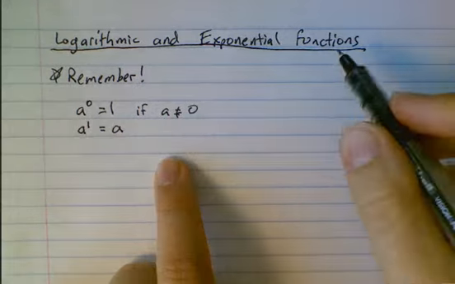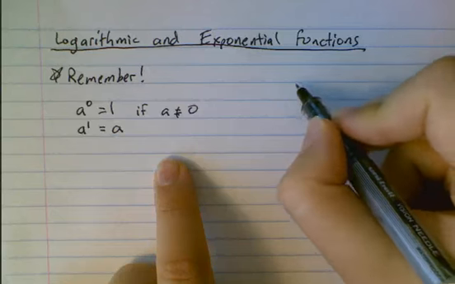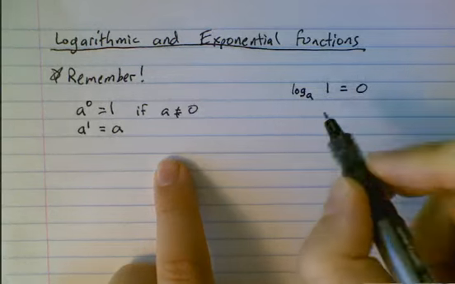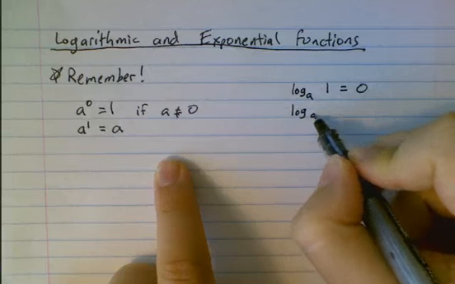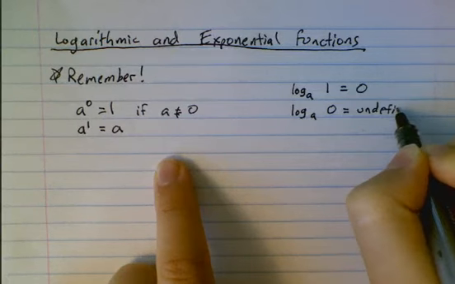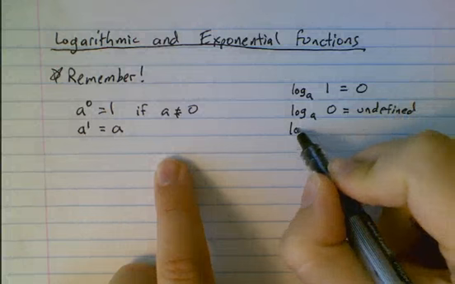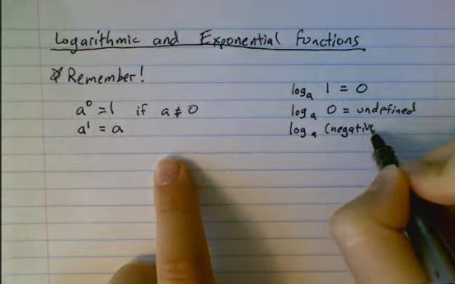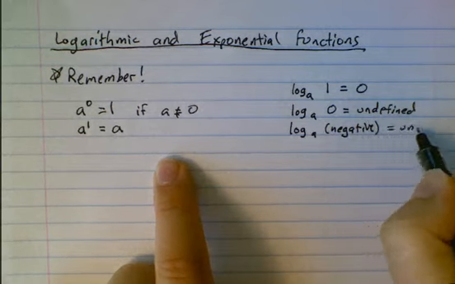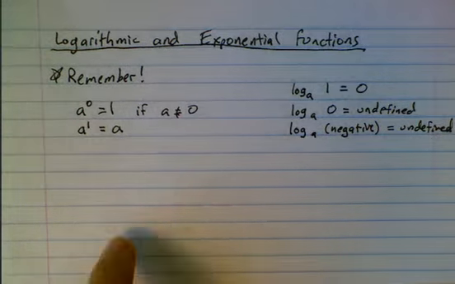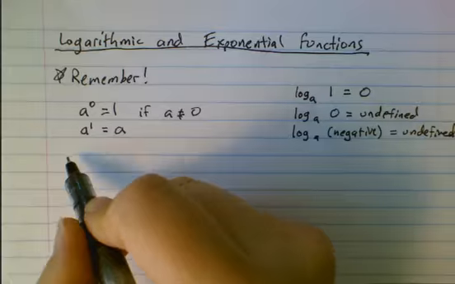On the logarithm side, log base a of 1 equals 0. Log base a of 0 is undefined. And log base a of a negative number is undefined. Let's look at some examples of those.